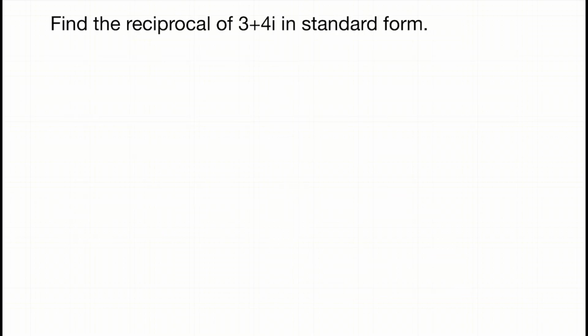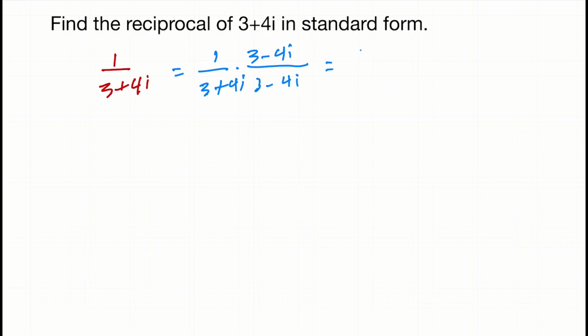All right, let's do an example. Let's find the reciprocal of 3 plus 4i in standard form. So we've got 1 over 3 plus 4i. And we're going to multiply by the complex conjugate, so that's 3 minus 4i over 3 minus 4i. So that's what we're going to work with. Now the numerator just becomes 1 times 3 minus 4i, and the denominator is 3 plus 4i times 3 minus 4i.